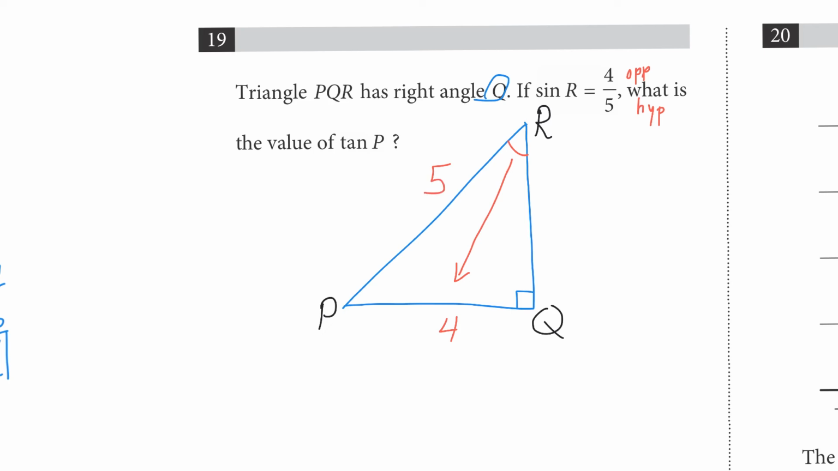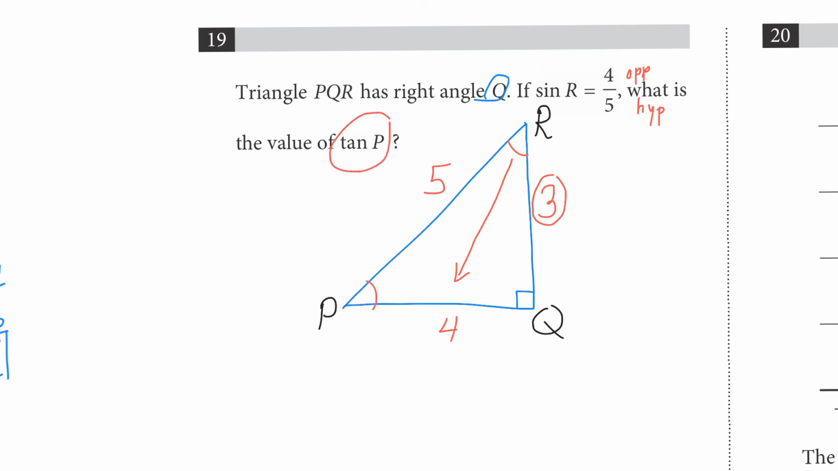And if you recognize this triangle, it's a 3, 4, 5 right triangle. If you don't, you're going to have to use the Pythagorean theorem, a squared plus b squared equals c squared, to get this 3. Okay. Now, they're asking what is the value of the tangent of P?